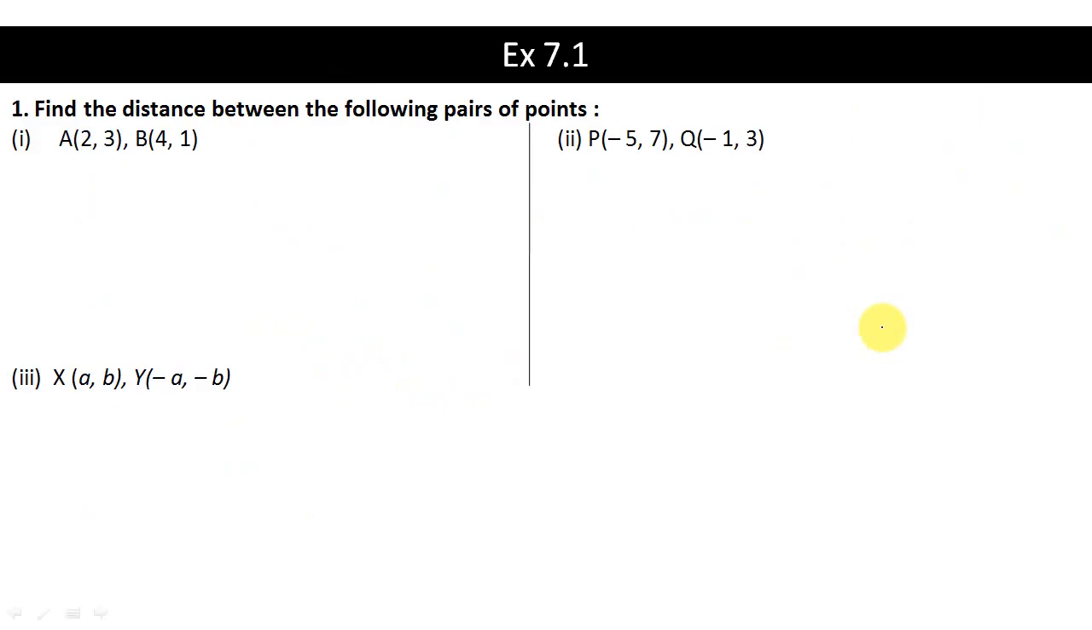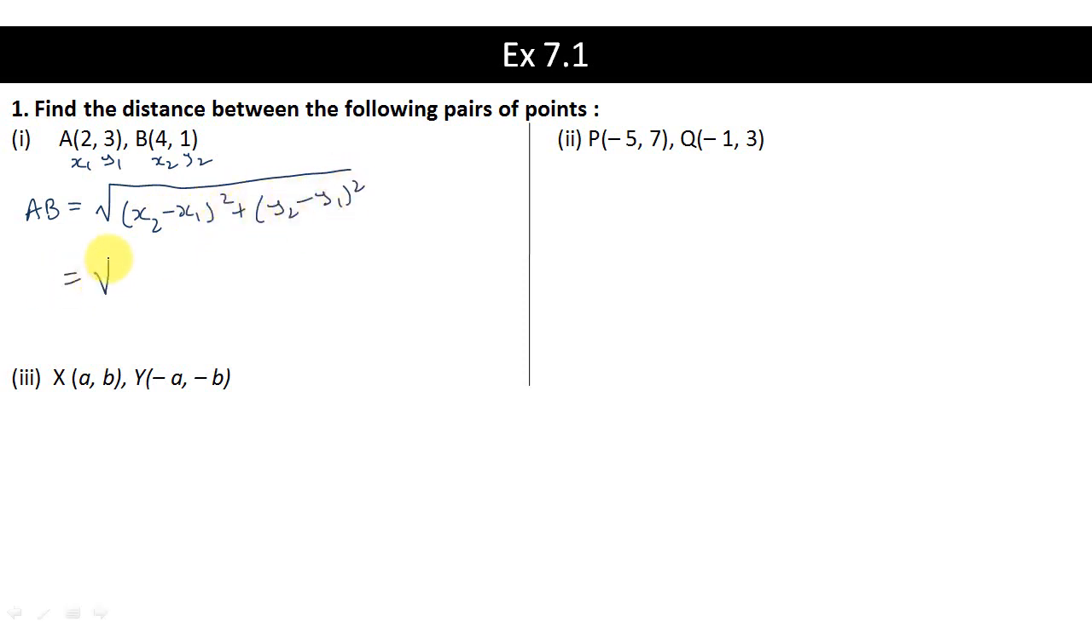Moving on to exercise 7.1. Question number 1, first part. We have to find the distance between the following pair of points. The point A and point B are given. We have to find the distance AB. So that will be under root of x2 minus x1 square plus y2 minus y1 square. Let us suppose this is x1 y1, this is x2 y2. So the formula is under root x2 minus x1 square plus y2 minus y1 square.